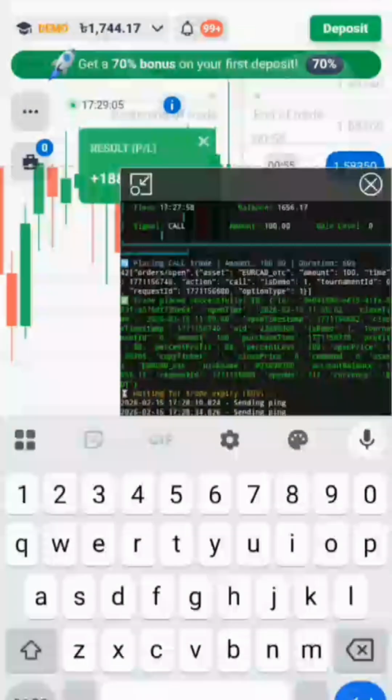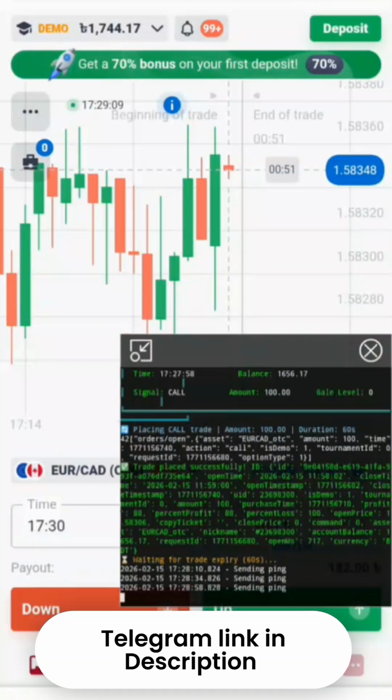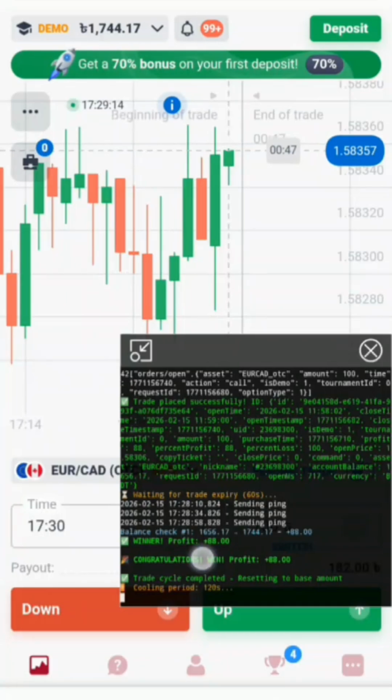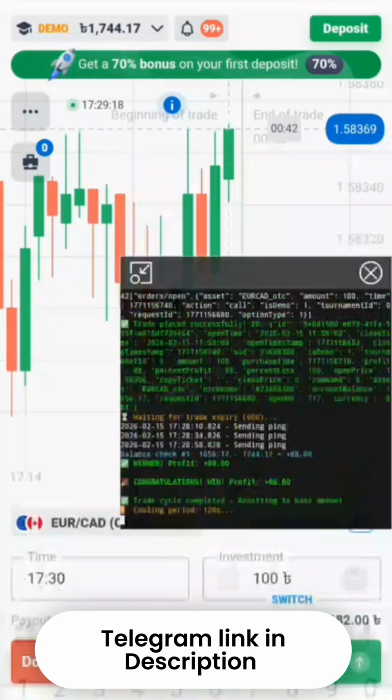This shows how accurate execution and proper timing can give consistent results. Remember, results depend on market conditions, so always trade with discipline.